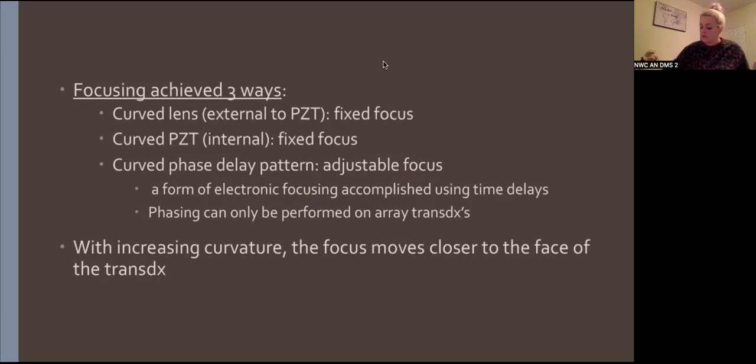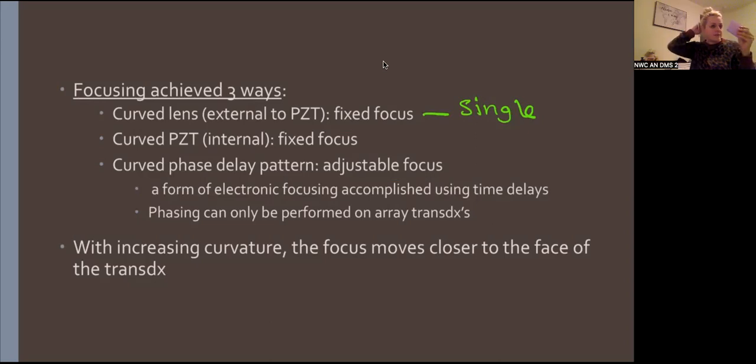We're going to add some more notes. This curved lens is for a single element transducer. So that one single element transducer, they put the lens in front of it, right? This PZT, when they curve it, it's just one.